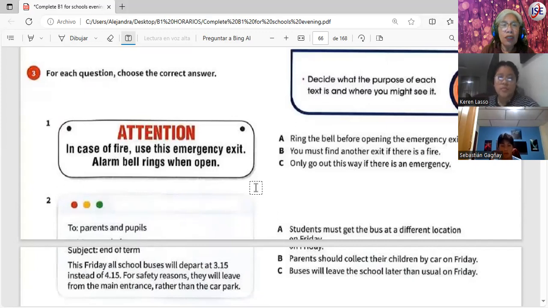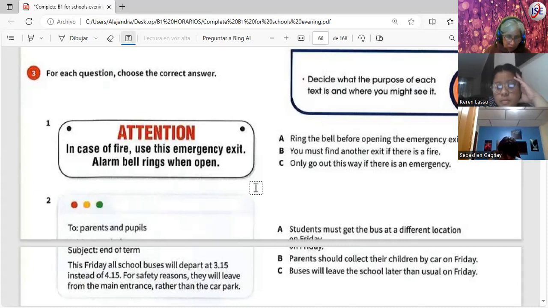One of the most effective approaches when you do this kind of exercise is to try to see which ones are not the right one instead of trying to find which one is the right one. Good evening, Maria Valentina. So we have: attention. In case of fire, use this emergency exit. Alarm bell rings when open. A. Ring the bell before opening the emergency exit. B. You must find another exit if there is a fire. C. Only go out this way if there is an emergency.